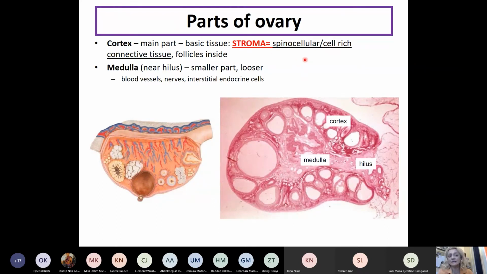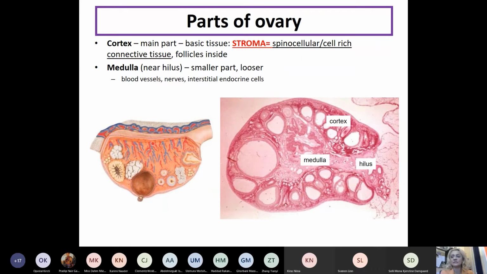We only mentioned it last semester when we learned the main types of connective tissue, but we haven't had a slide yet. So this is the first time we do see the spinocellular connective tissue, a very cell-rich connective tissue. I will show you with higher magnification that it's really, really cell-rich.